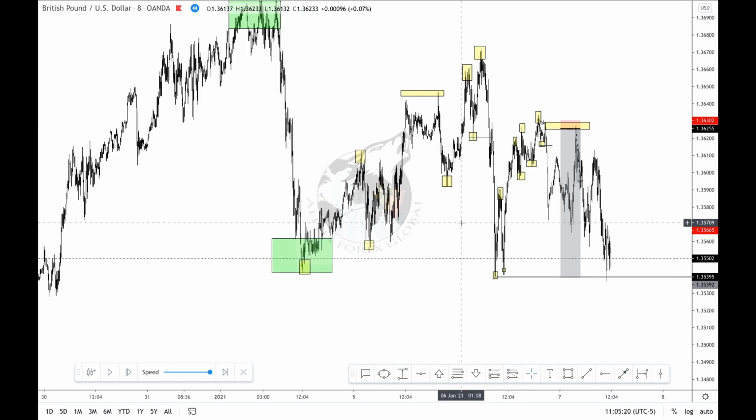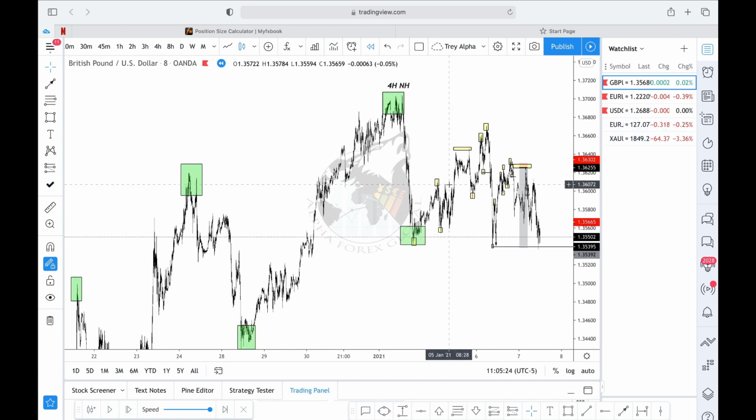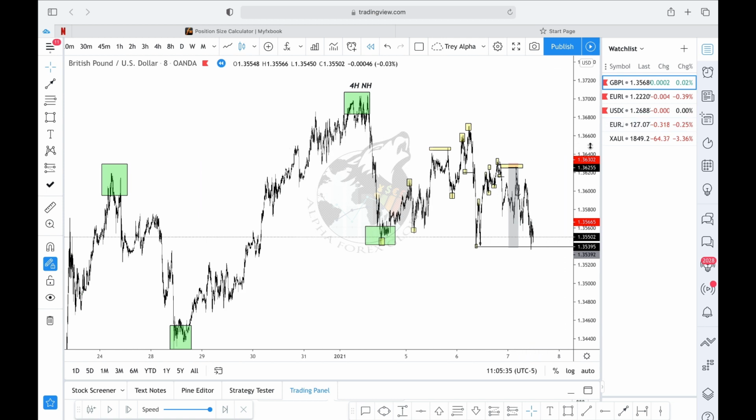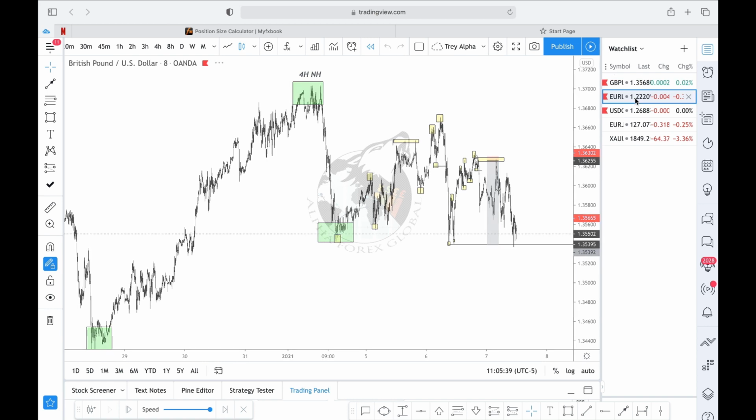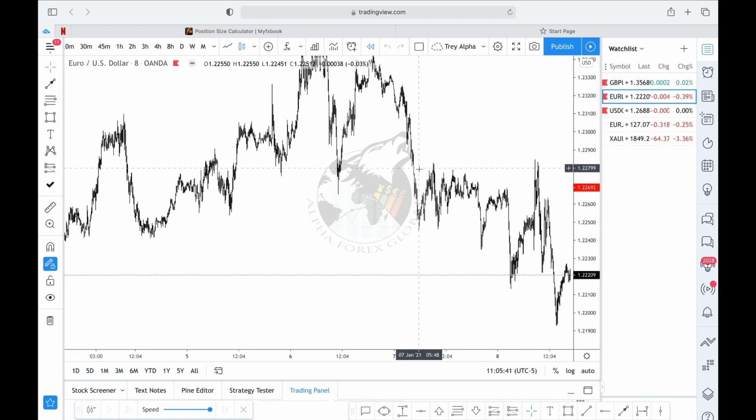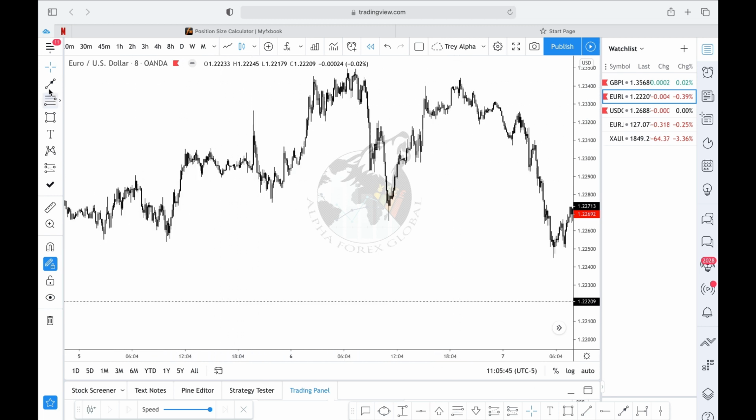another example, right? So this was GBP USD, and I literally just trade GBP USD, Euro USD, and gold sometimes. Sometimes I trade USD CAD. But that's pretty much it. GBP USD and Euro USD, right? So same thing with Euro USD, right? Let's move here.